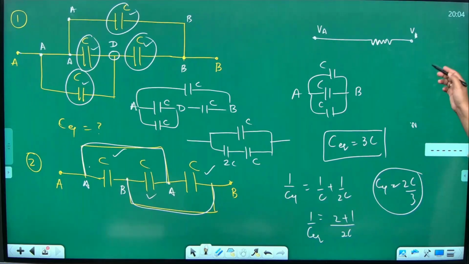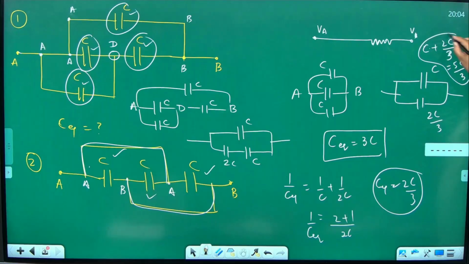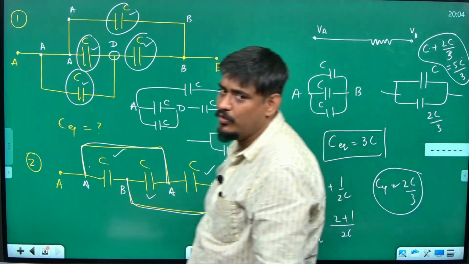So I will redraw once again, one C is there and one 2C by 3 is there. So one 2C by 3 and one C. So when you solve this in parallel, you will add both. So answer will be C plus 2C by 3, which is equal to 5C by 3. Is it clear to you?